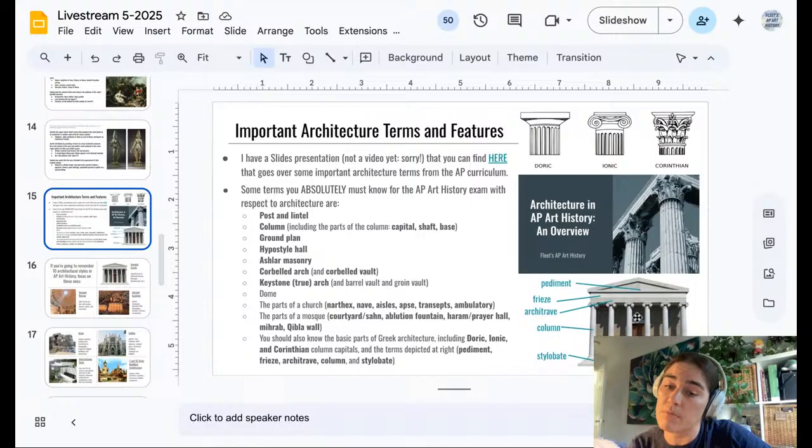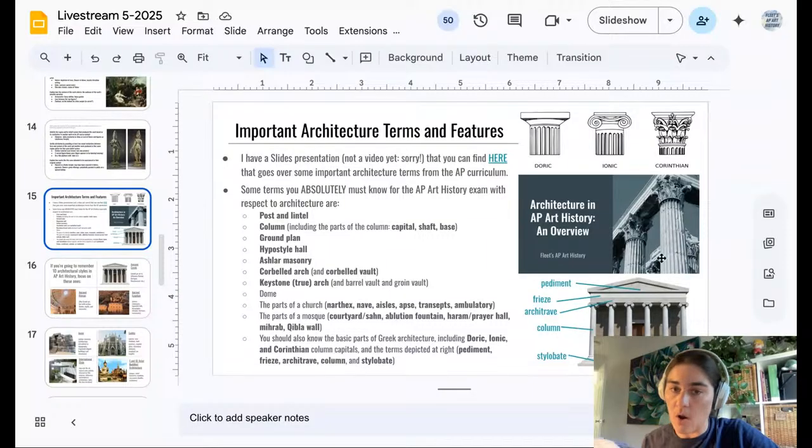Okay. As a reminder, the pediment is this isosceles triangle that sits at the very top. The frieze is this band that is beneath the pediment. And sometimes the frieze will have a relief sculpture on it. The architrave is basically like this lintel beneath the frieze. And then we have the columns, right? And remember that there is the capital of the column, the shaft, and the base, right?